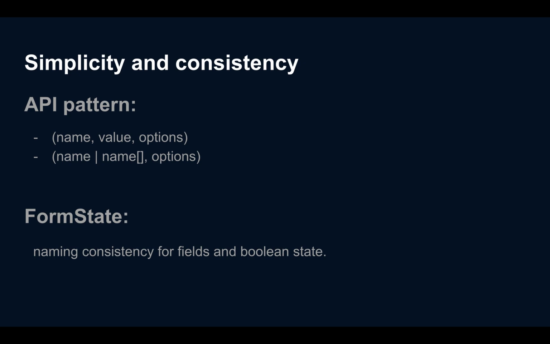Now, simplicity and consistency are very important to any type of library, and certainly Hook Form plays a major role in making that as easy as possible for everyone. However, there are some APIs that lack consistency, and that's my fault when building new features. So this time we completely ironed it out. We try to follow two patterns: the first is name, value, and options, and the second is name, array of names, and options. We try to stick with this API design pattern so you feel much more comfortable when picking up a new API, and they will be very similar in terms of the arguments within the API.